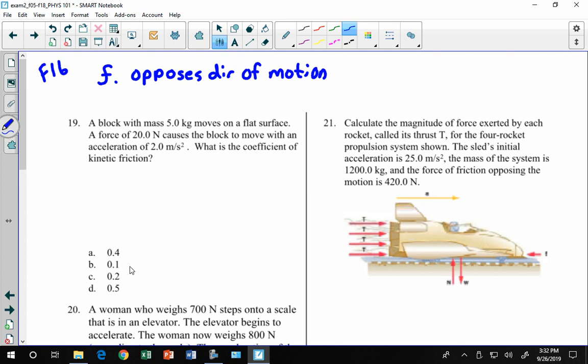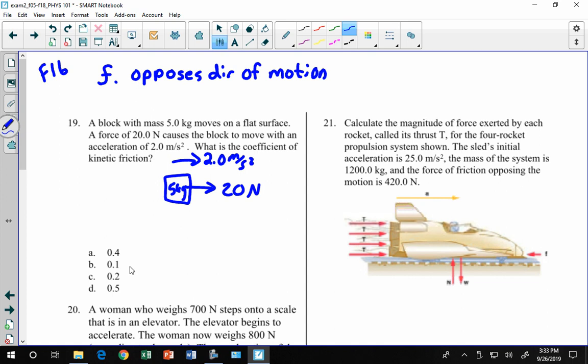So if I have a 5 kilogram object and I have a force of 20 newtons that's causing it to move in this direction at 2 meters per second squared, this is 5 kilograms.